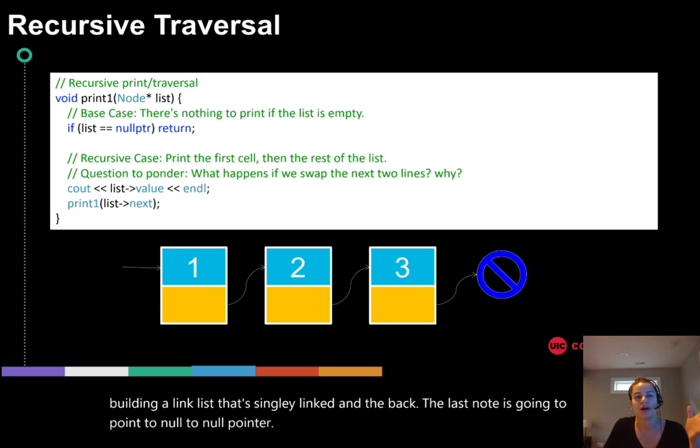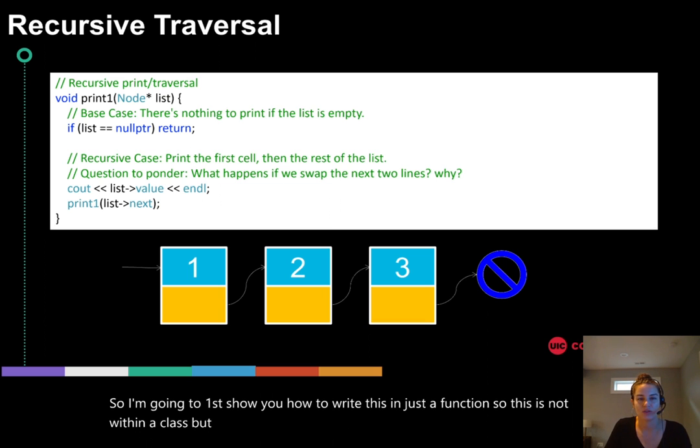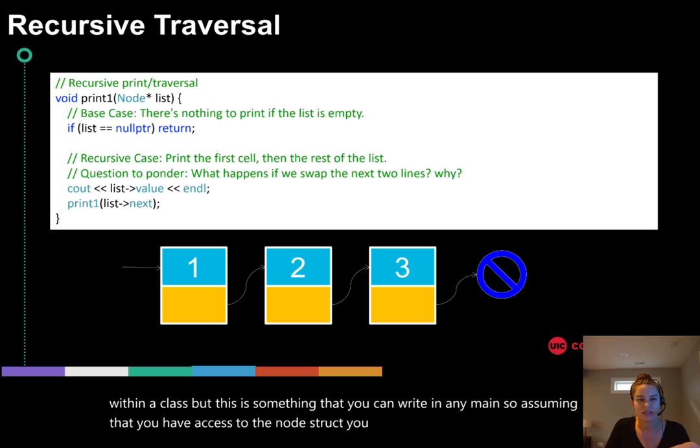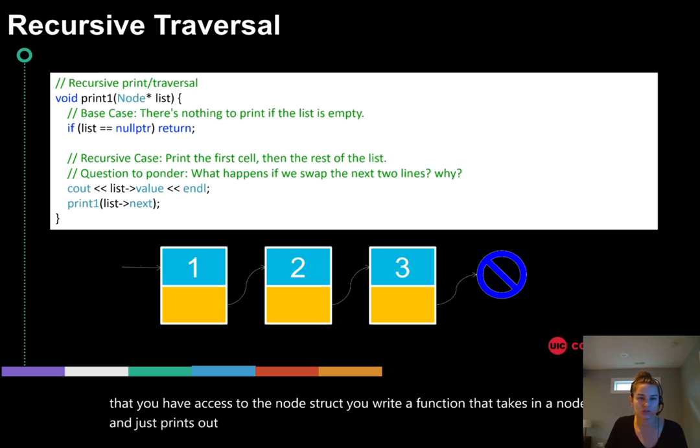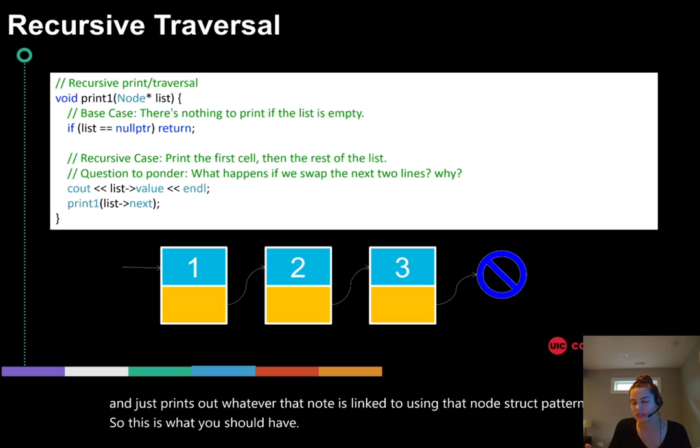So I'm going to first show you how to write this in just a function. So this is not within a class, but this is something that you can write in any main. So assuming that you have access to the node struct, you write a function that takes in a node and just prints out whatever that node is linked to using that node struct pattern. So this is what you should have probably seen before.